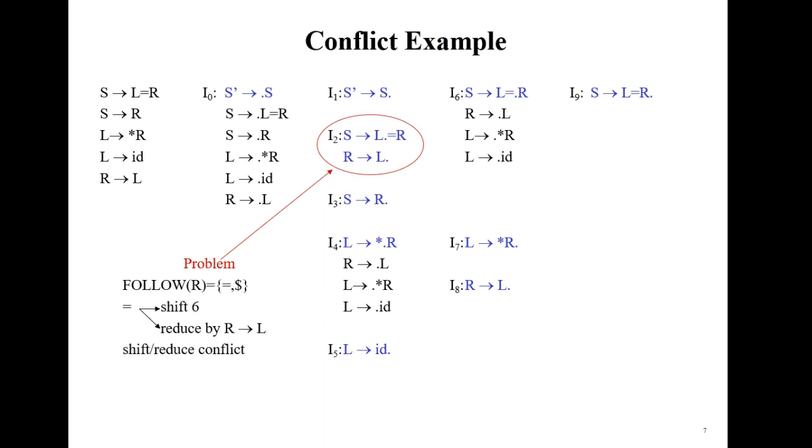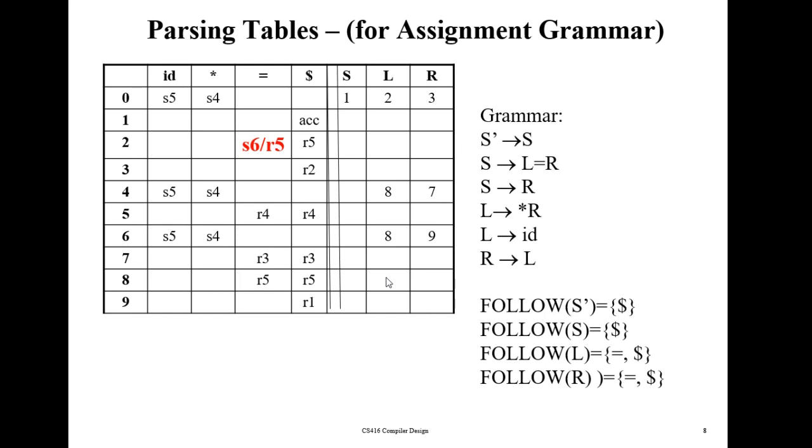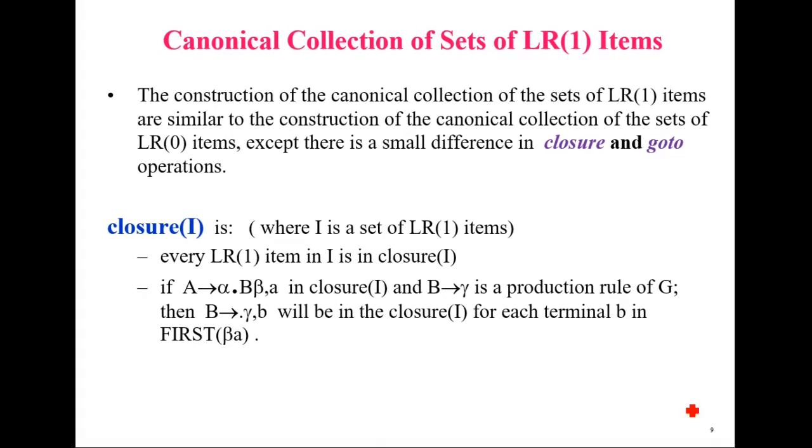I have taken an example. In this example, I have taken assignment grammar. For this assignment grammar, I have computed LR0 items. These are all collections of sets of LR0 items. Using these collections of sets of LR0 items, I have computed the parsing table. In this parsing table, we are getting shift-reduce conflict. So that's why this grammar is not SLR1 grammar. Then we have to compute CLR1 parsing table. Now I am going to explain how to construct CLR parsing table.